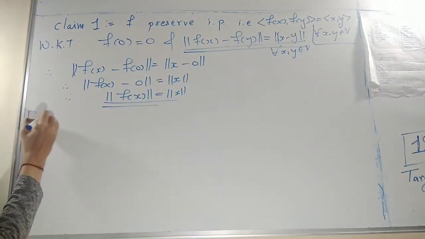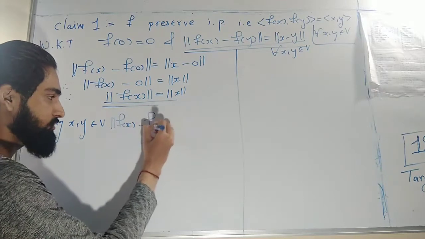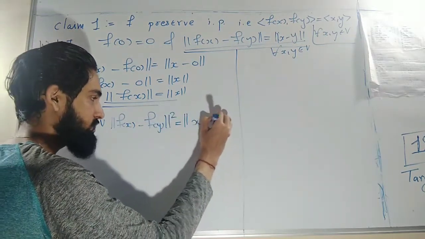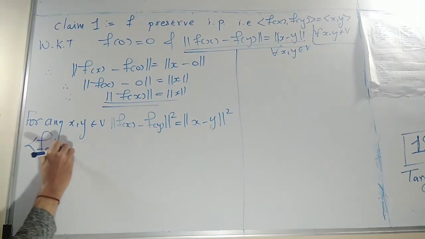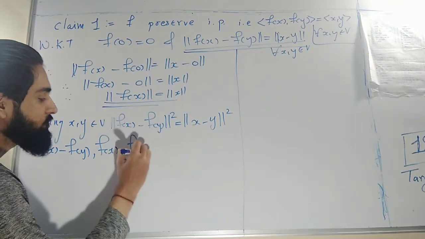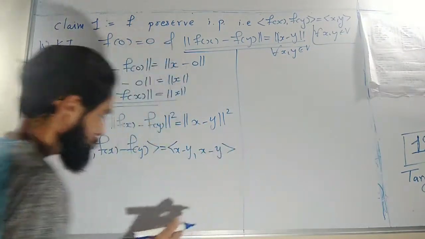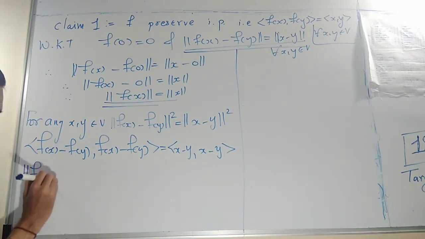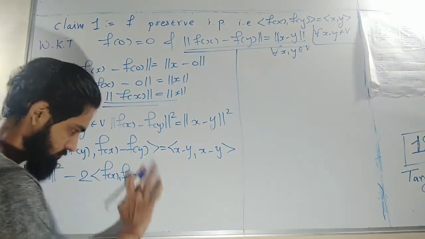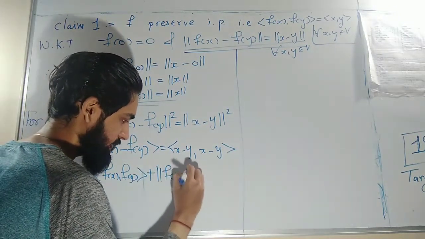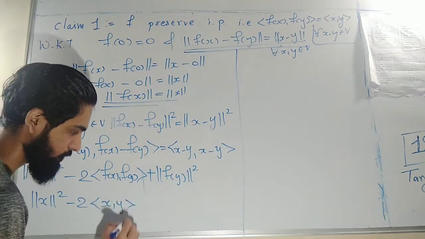From this, for any x, y inside V, I will consider norm of f of x minus f of y squared, that is the same as norm of x minus y squared. Okay. I will write one step and the other steps will be skipped. We know norm squared is the same as inner product with itself. It is the same as inner product of f of x minus f of y with f of x minus f of y. Students will simplify this and they will find it is the same as norm of f of x squared minus 2 times inner product of f of x with f of y plus norm of f of y squared, that is nothing but your left hand side. Right hand side similarly will become norm of x squared minus 2 times inner product of x, y plus norm of y squared.